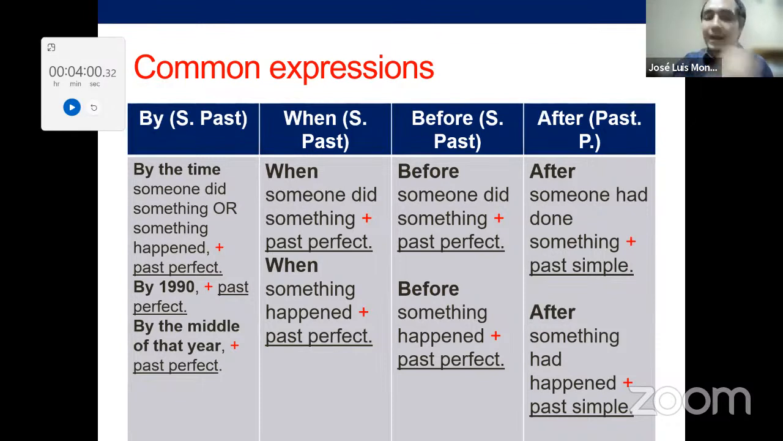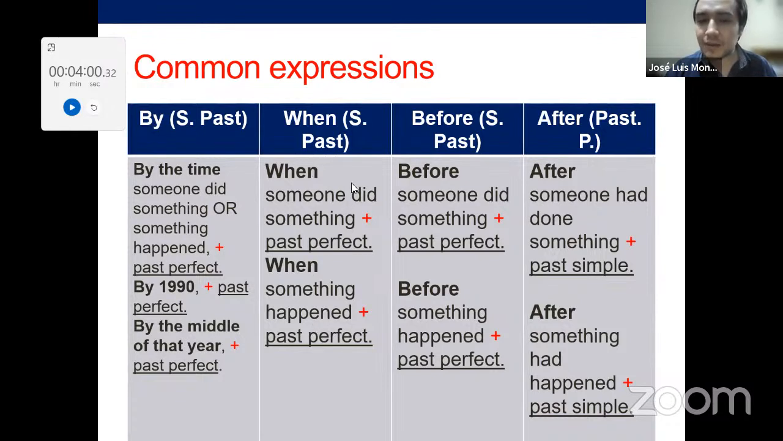By the middle of that year, right, that's why you don't say this year, because it can be present perfect, or it cannot be clear. So it's better if you say, by the middle of that year, something happened or something had happened, to make it clear. Okay, so you have three options: by the time with simple past, by a year, and by with a past time expression.